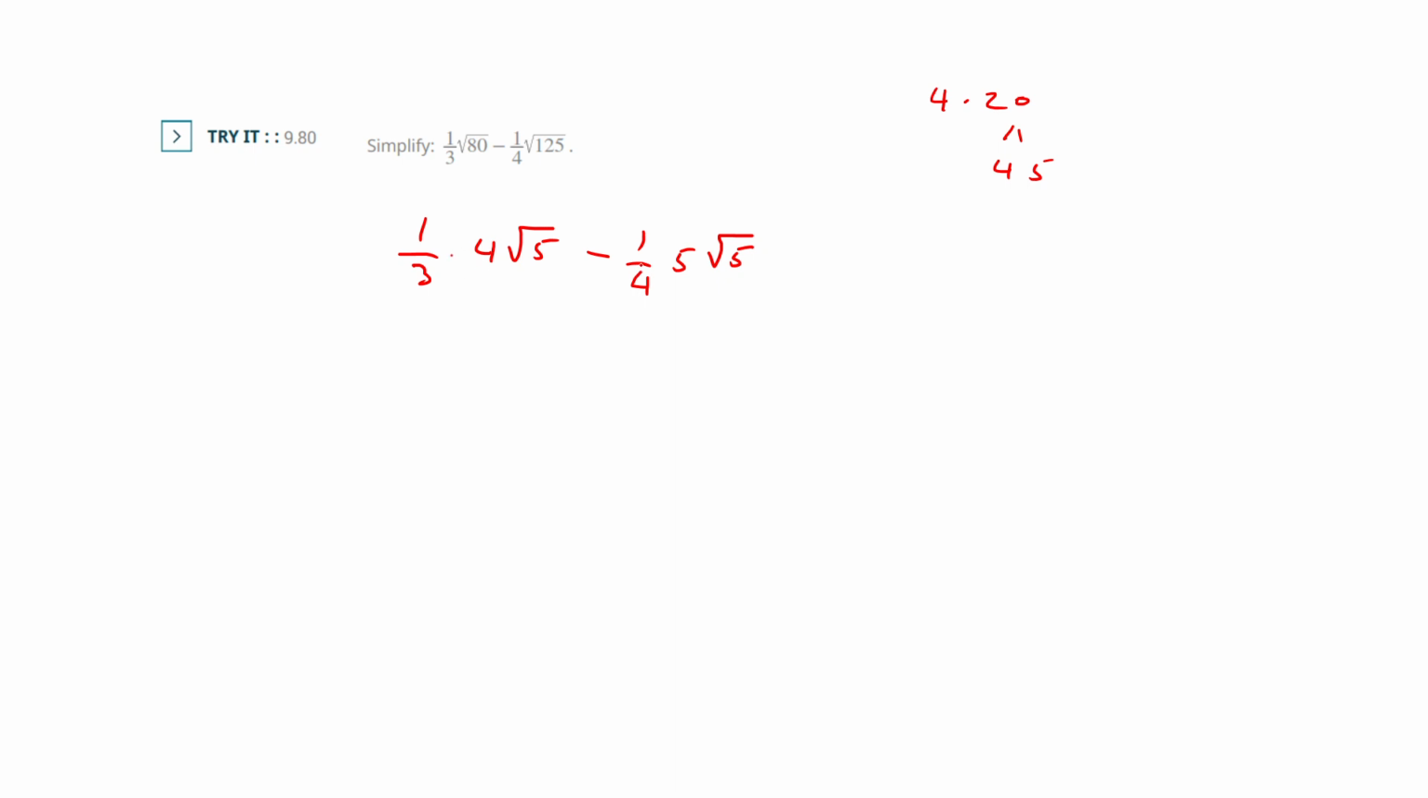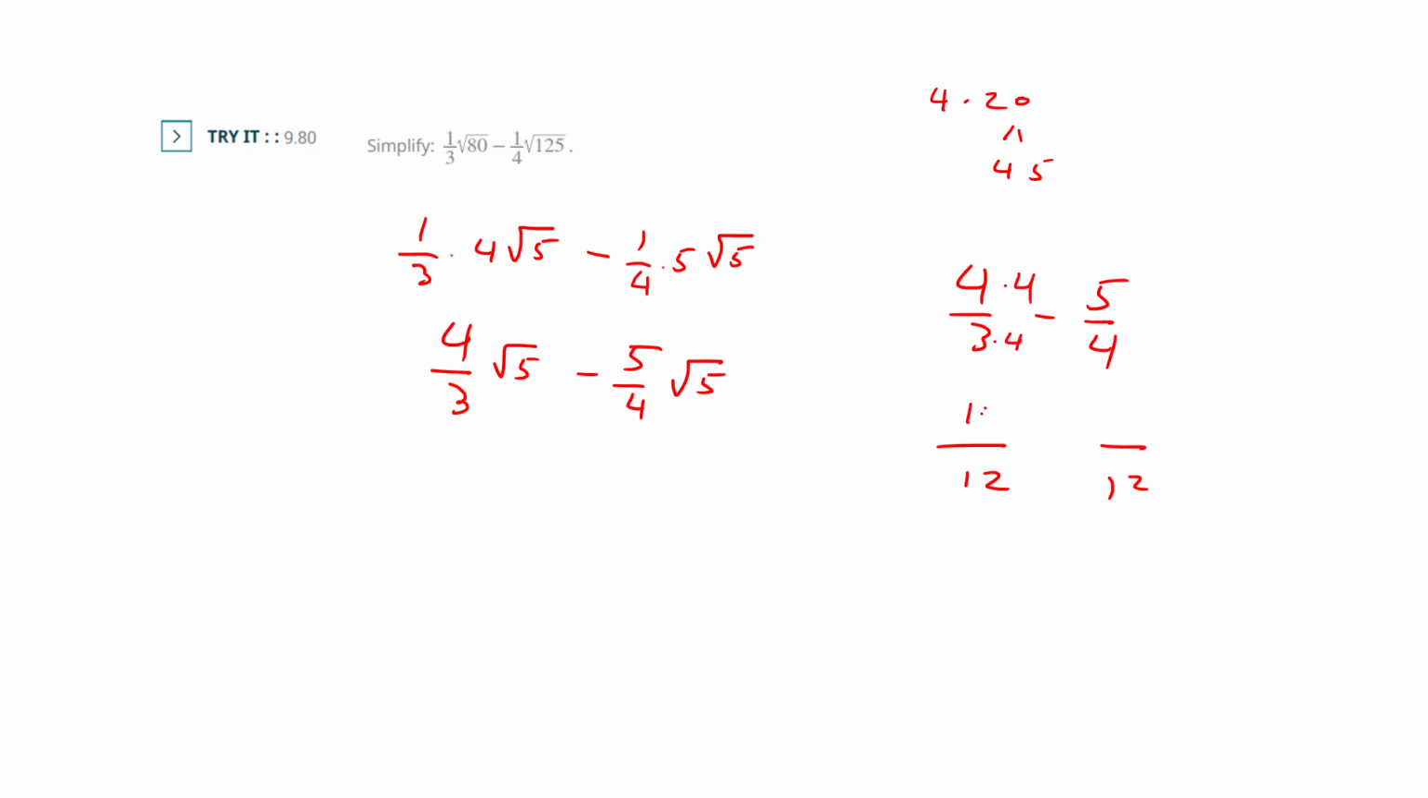Okay, again, I'm doing the fast way, but you could do the long way. All right, so I get 4 thirds square root of 5 minus 5 fourths square root of 5. Now, those are like terms, but the denominators of those fractions are not the same, so I'm going to fix that. I'm going to put them both over 12. But if I multiply the 3 by a 4, I got to do it to the top. 4 by a 3, I've got to do it to the top. Okay, so if I just get those fractions together, I get 1/12 square root of 5.